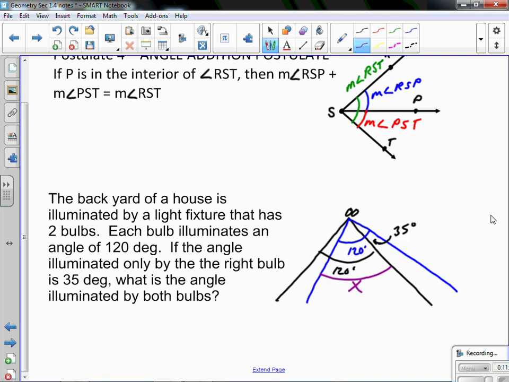And so the 35 degrees of just the right bulb plus the X portion there in the middle that's overlapped has to equal 120 degrees. And if I subtract the 35 degrees from both sides, then X, which represents that part illuminated by both bulbs, would be 85 degrees.